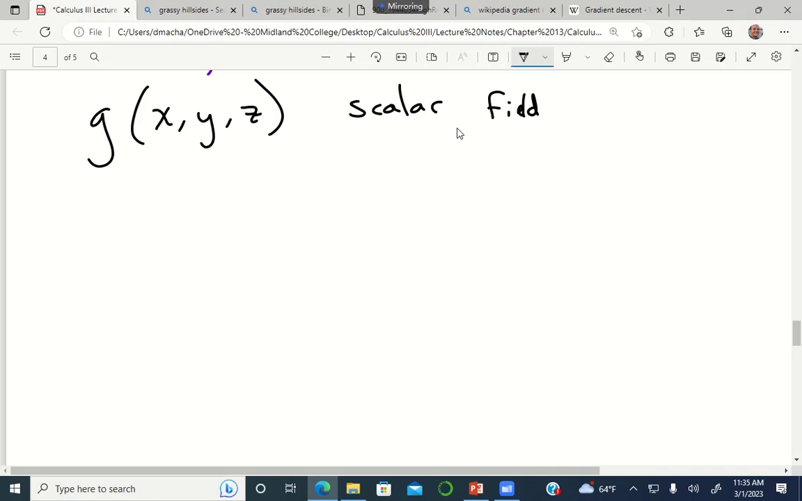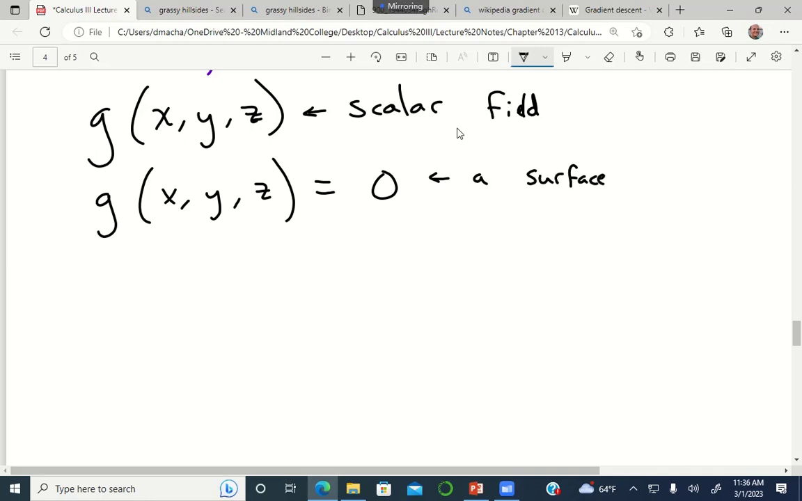And so all of 3D space is sort of permeated with values of this scalar field. And if I set this function equal to some constant value, like if I set it equal to 0, then this actually defines a surface, a 2D surface in 3D space. And this is what we would call a level surface. It's another kind of level set.